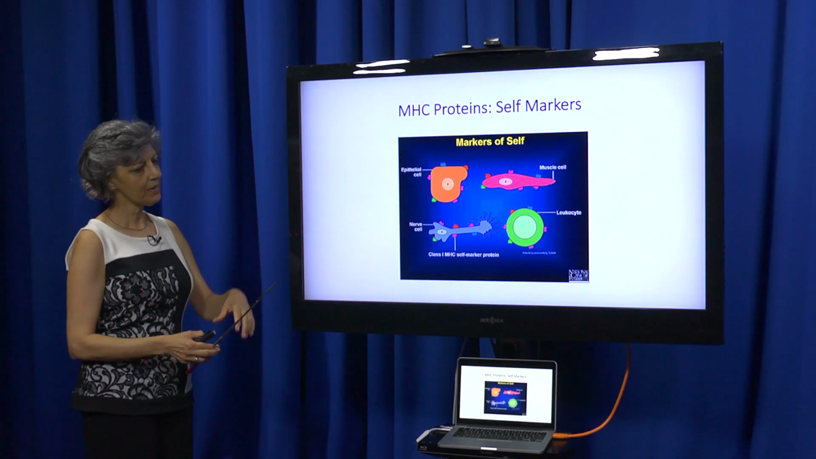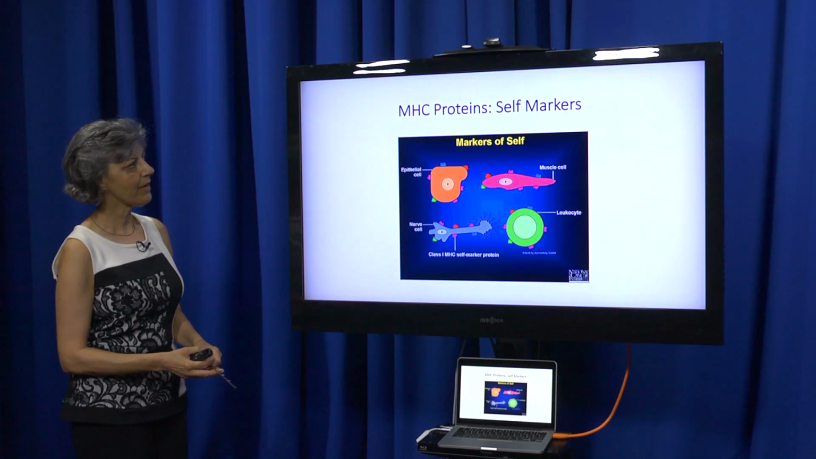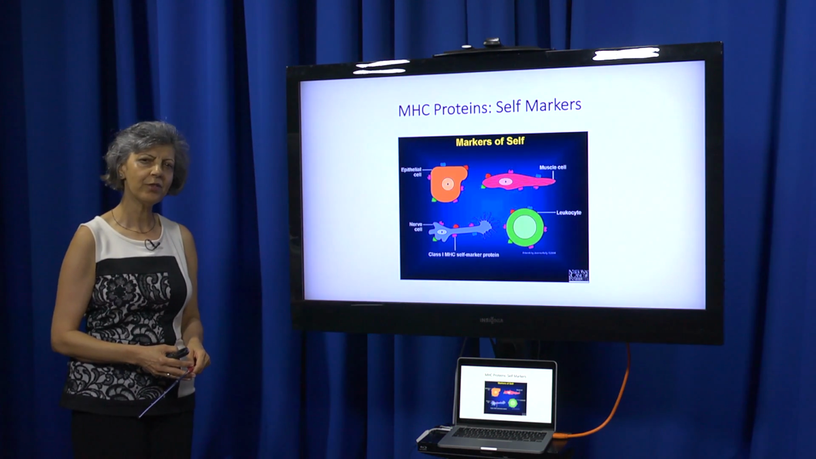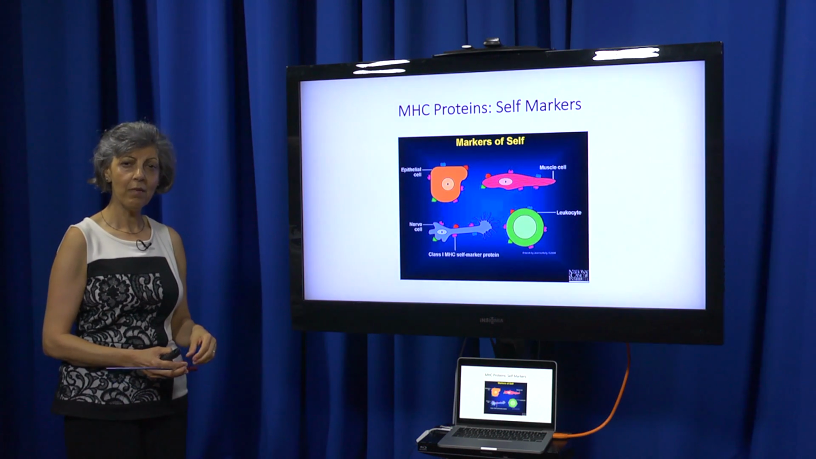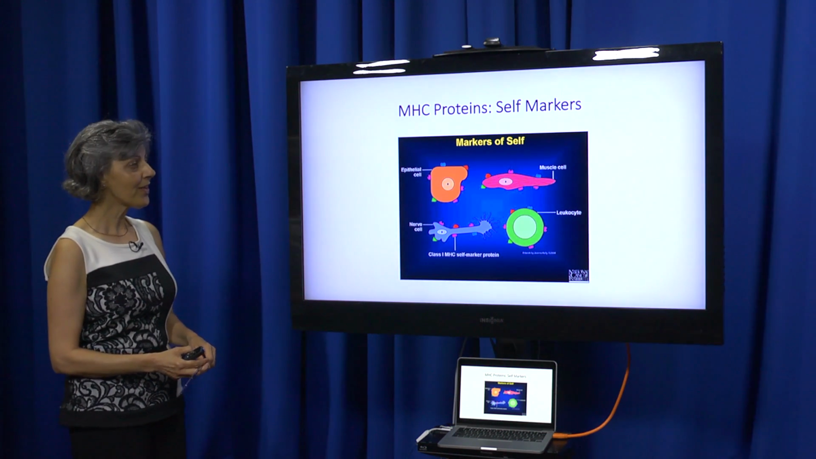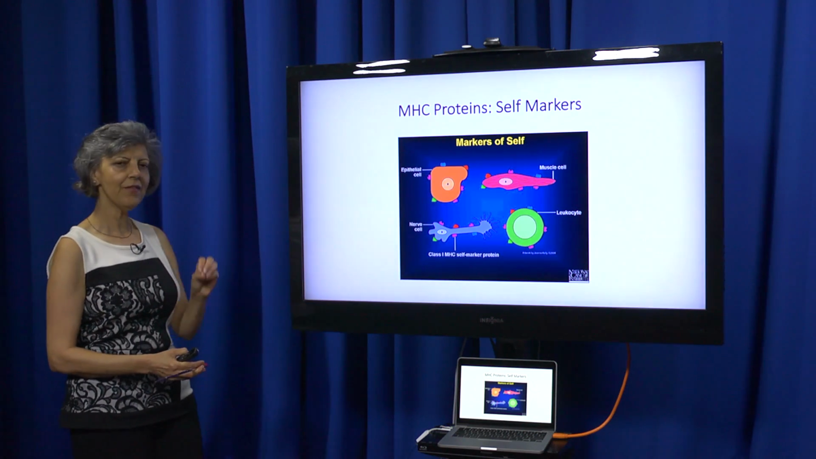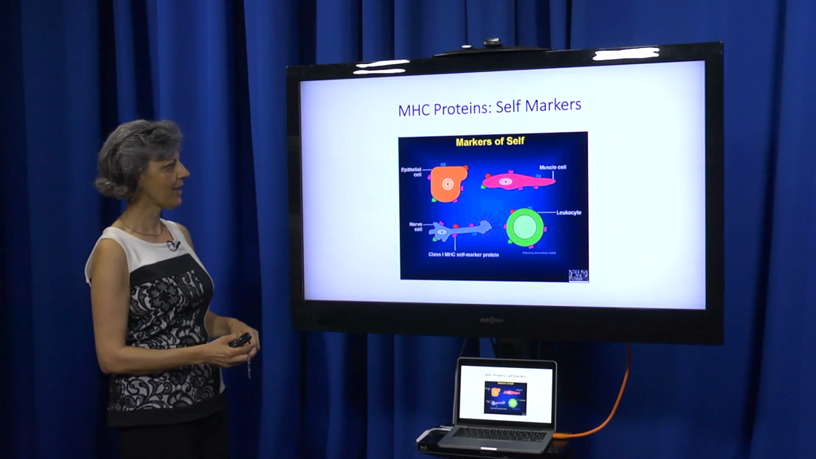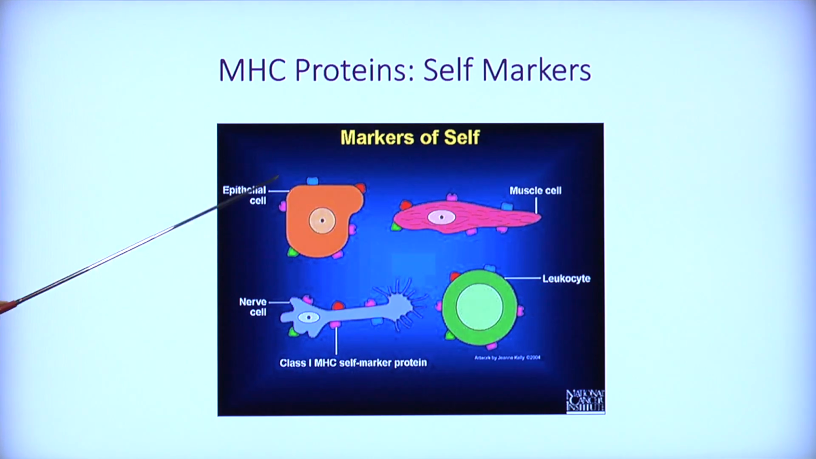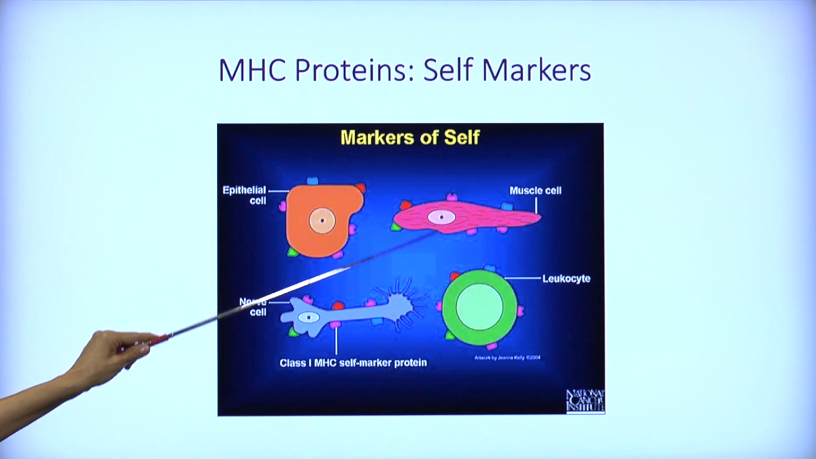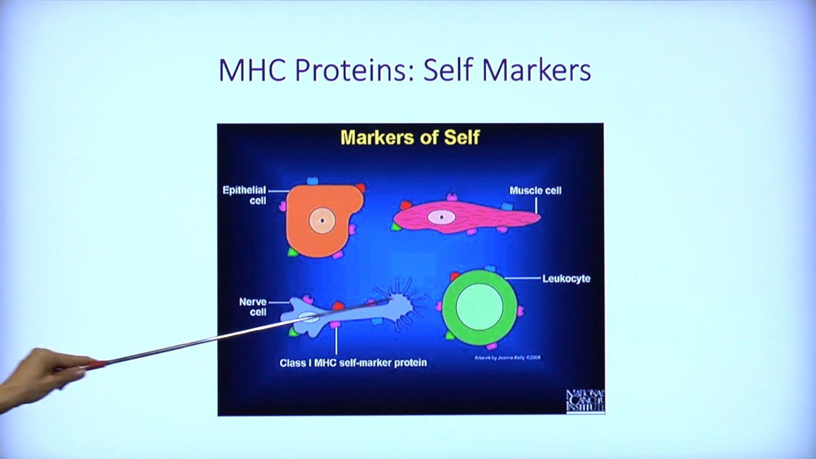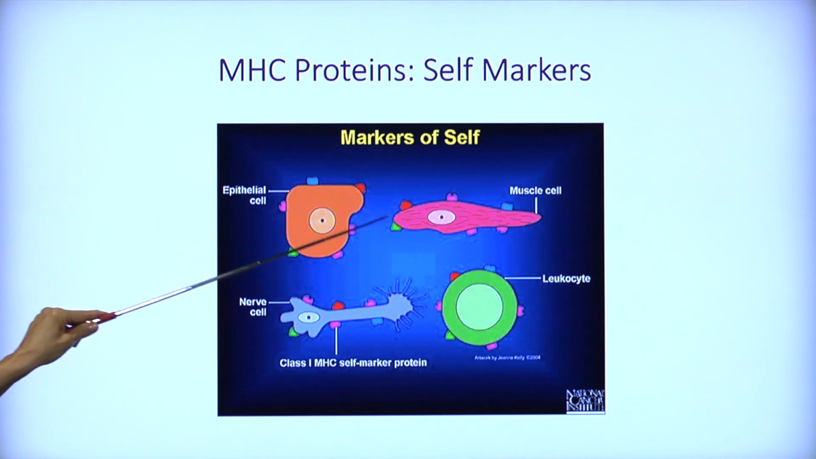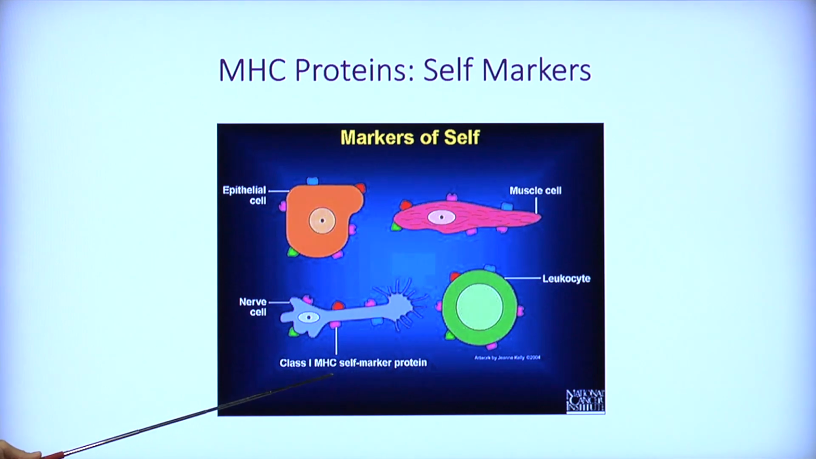Another concept to help us get all of this story together is the MHC proteins. What are MHC proteins? They are self-marker proteins. Where are they located? On the surface of every cell in our body. Let's look at them. So, if this is an epithelial cell, a muscle cell, a white blood cell, a leukocyte, or a nerve cell, every nucleated cell in our body will have an MHC protein. What does it do? It is a self-marker protein. What do I mean by a self-marker?